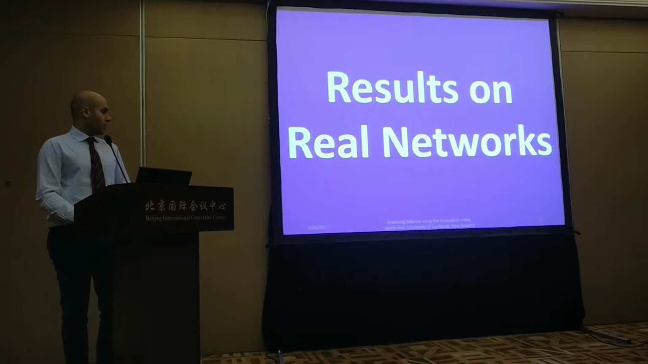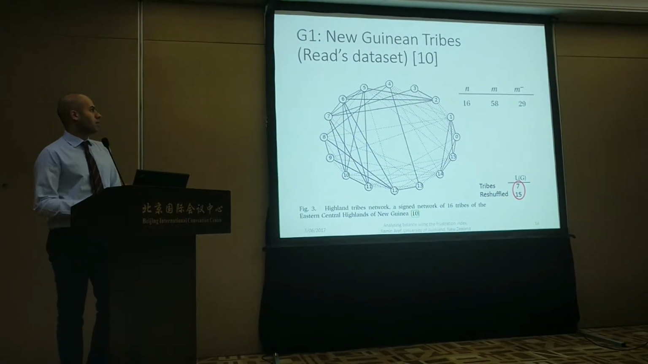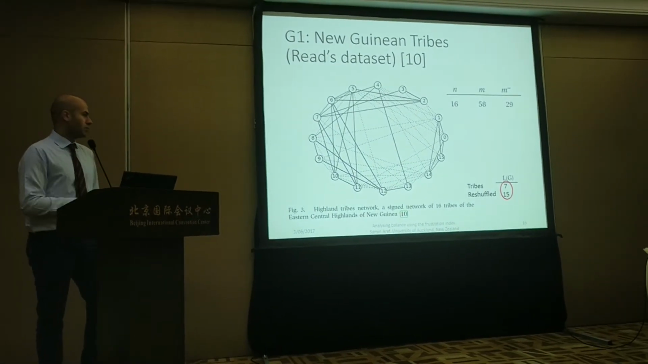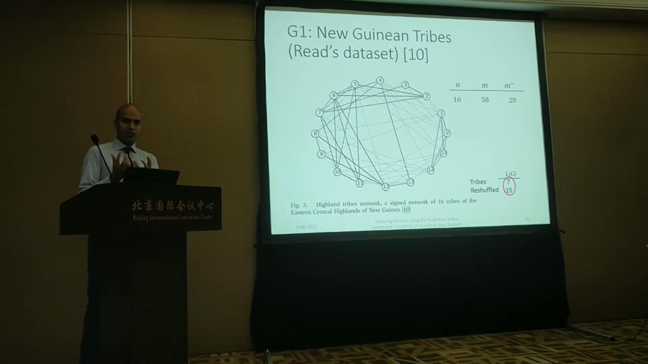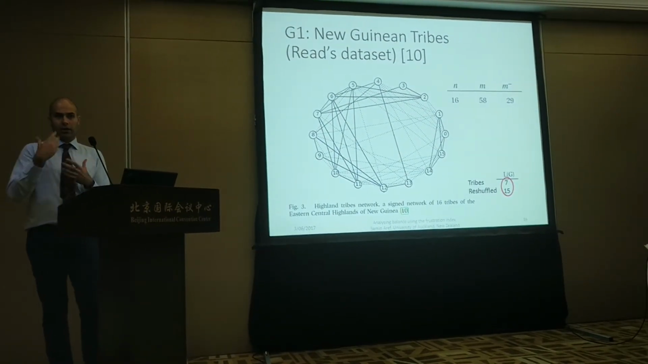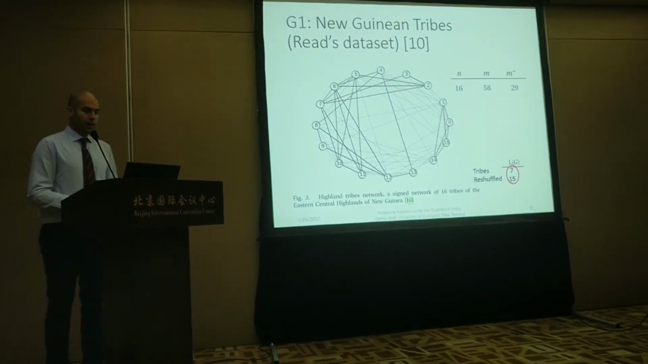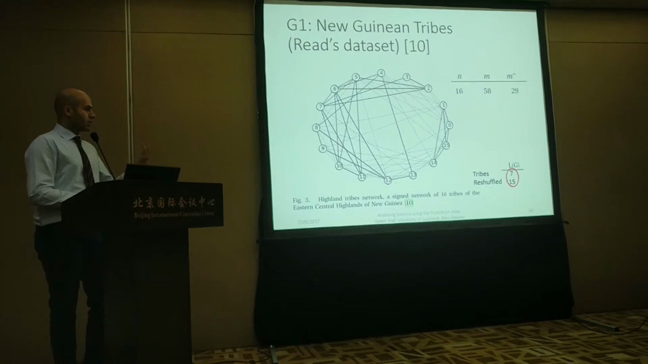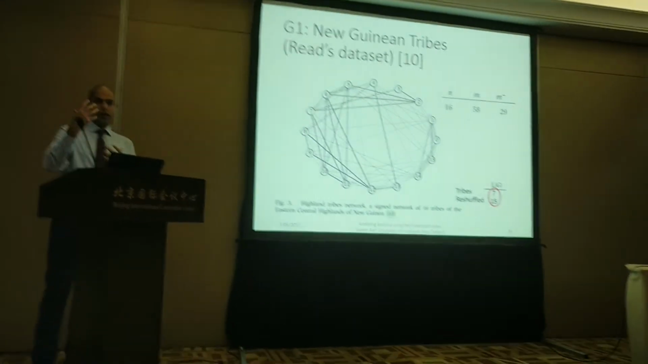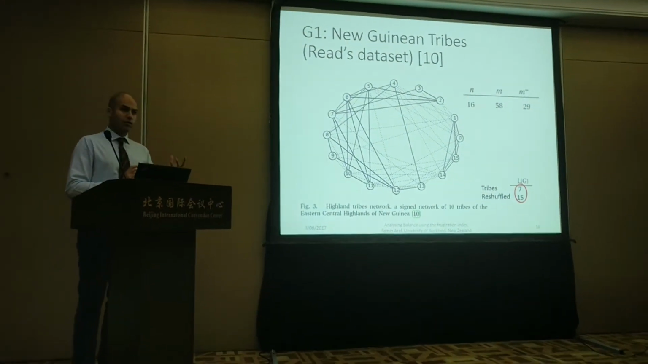We analyzed 10 different data sets. This is the well-studied data set of New Guinean tribes and their positive and negative interactions. Each node represents a tribe, and we have edges representing alliance of these tribes or antagonism between them. The frustration index for this network is 7, while if we reshuffle the signs while preserving the structure, we get something around 15.